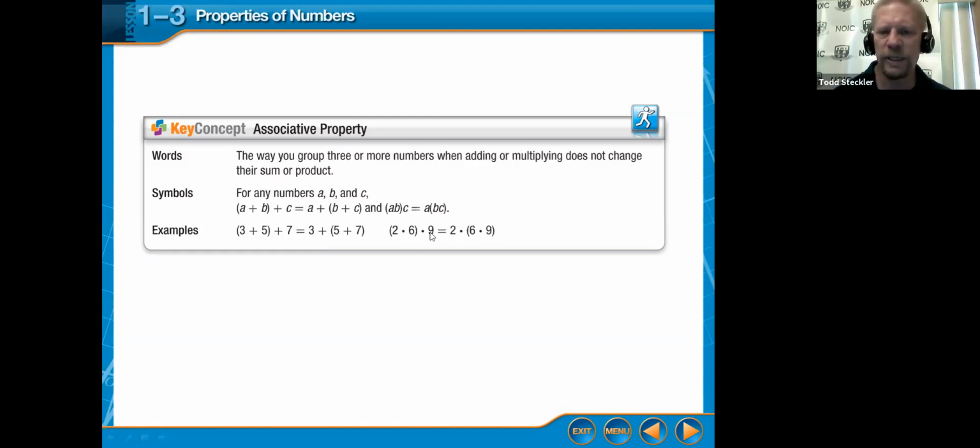So we have the numbers 2, 6, 9. The order of the numbers is the same, but on the left side of the equals, the parentheses are around the 2 and the 6. So 2 times 6 is 12. And if we take 12 times 9, that's 108. Whereas on the right side of the equals, the parentheses are around the 6 and the 9. 6 times 9 is 54. And 2 times 54 also gives us 108. So the associative property is when the grouping symbols change their location. And it only works for addition and multiplication.